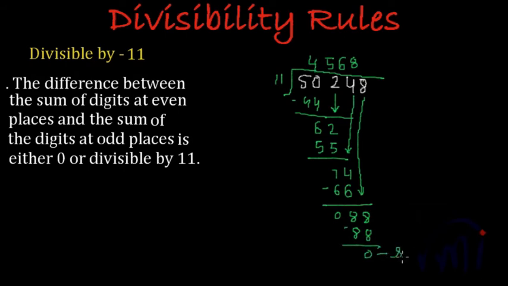So we got our remainder as 0. That means 50,248 is completely divisible by 11. Right? So this was one example. And now I'm going to take one more example in which I would try to get the difference as 0.